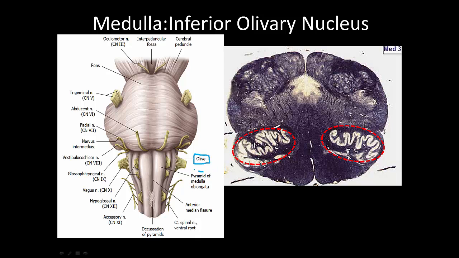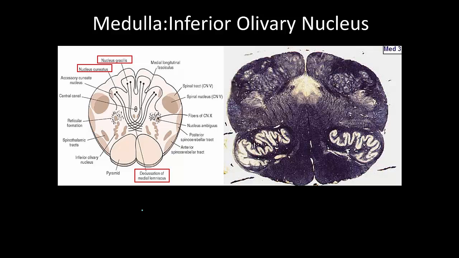So we have our pyramids. Those bulges were formed by the underlying corticospinal fibers, and then lateral to the pyramids we have the olives. That's due to the inferior olivary nuclei. And the pyramids and the olives are separated from one another by a sulcus. It's called either the pre-olivary sulcus, sometimes it's called the anterolateral sulcus.